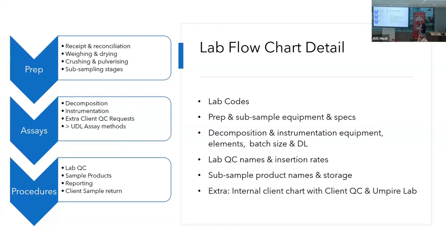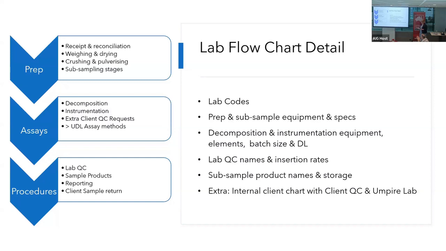The lab flowchart combines lab codes with extra detail from your information gathering. The detail ideally includes your project and client-specific requests such as QC and sample return, and additional information such as drying temperature and time, prep equipment name and specs, subsample product names and storage, and lab QC names and insertion rates, and their position in the process. The assay decomposition subsample weights and batch sizes are good too. Note the client contact for reporting and report style and delivery.